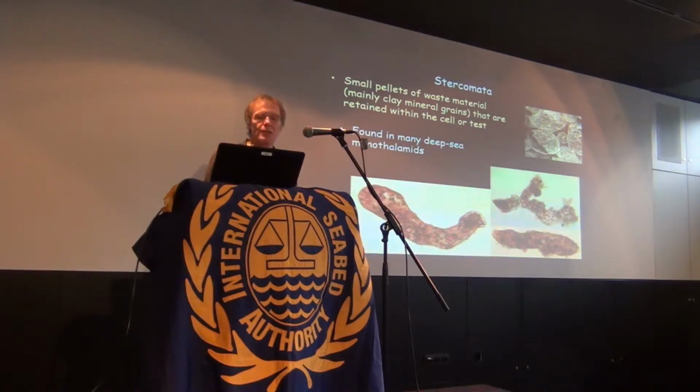At this point I should mention the stercomata. Stercomata are small pellets of waste material, mainly clay minerals, that are retained within the test or the cell. And these are found in many deep sea monothalamids. So you can see them here as these little, dark particles which are mixed up with the cytoplasm in these monothalamids. This SEM picture shows that they're composed of clay particles.